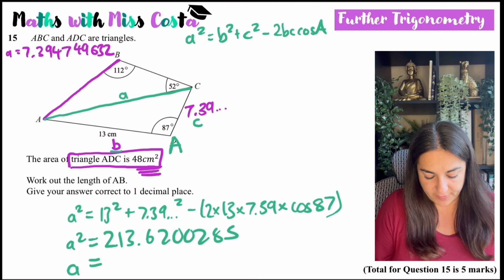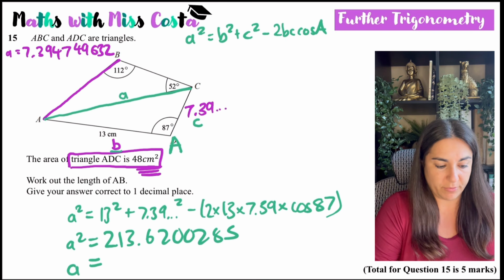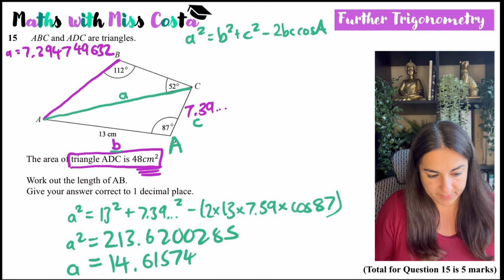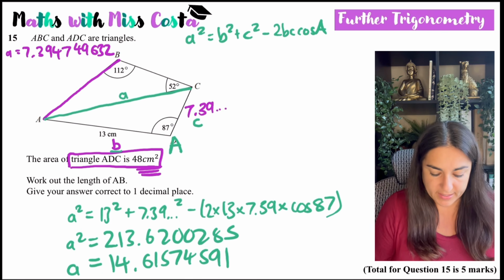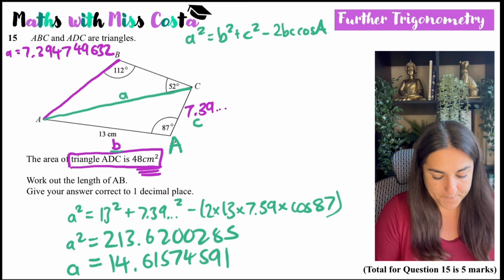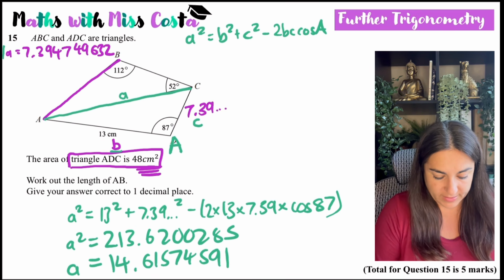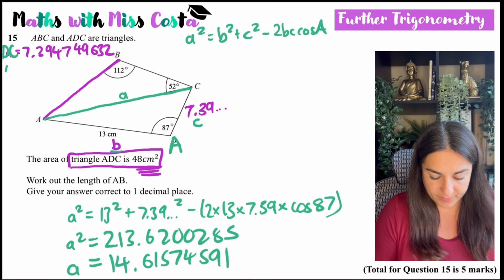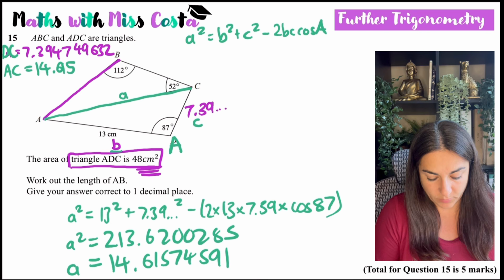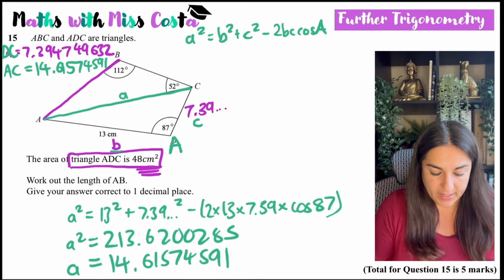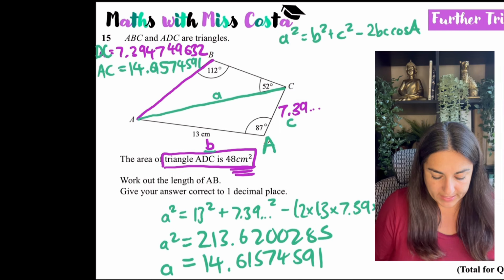213.6200285. So the value of a is going to be the square root of your answer, which is 14.61574591. So I know that this side a, I mean, we've labelled it differently now. Let's just say that's DC, and therefore AC is going to be 14.61574591.